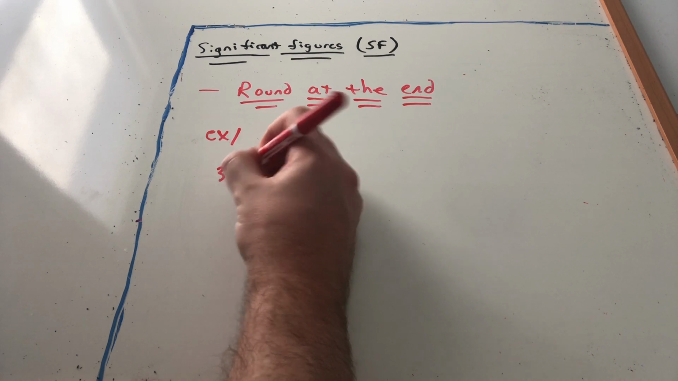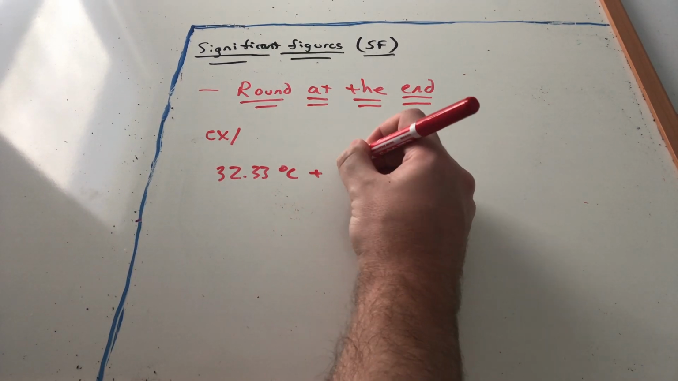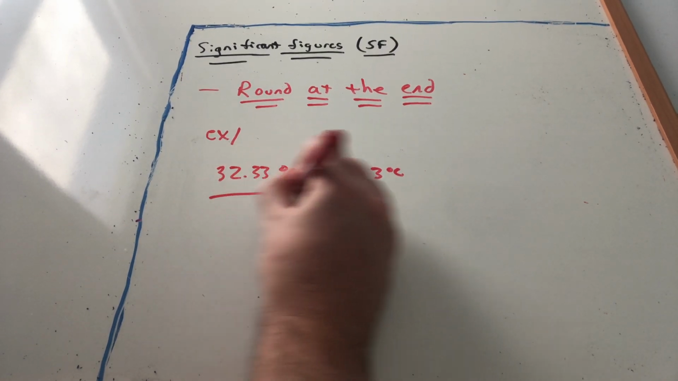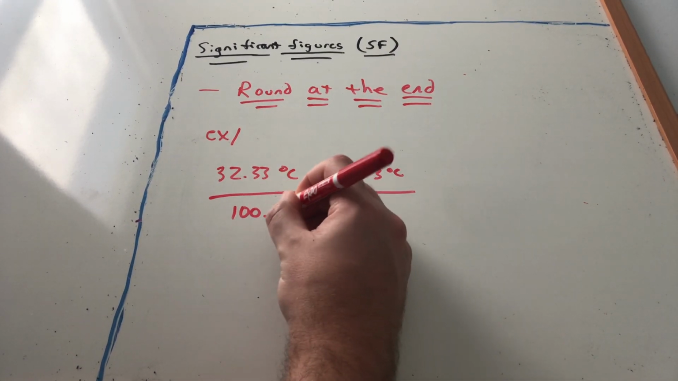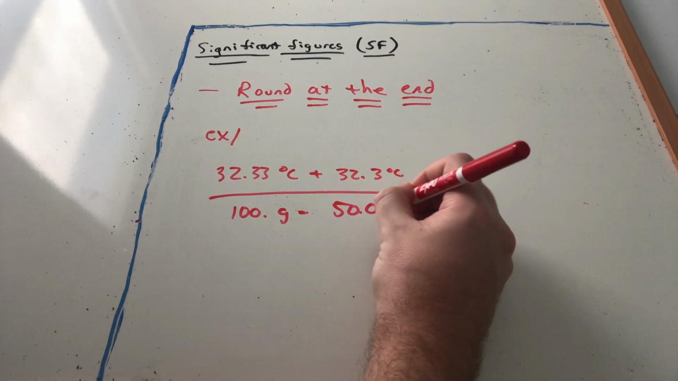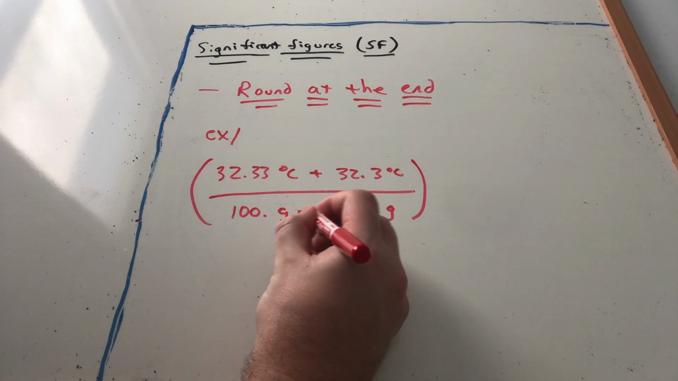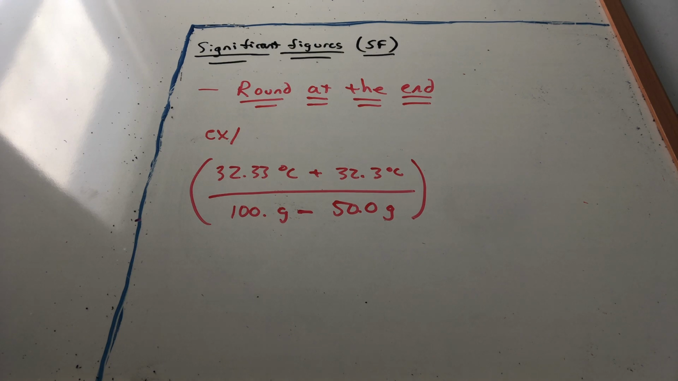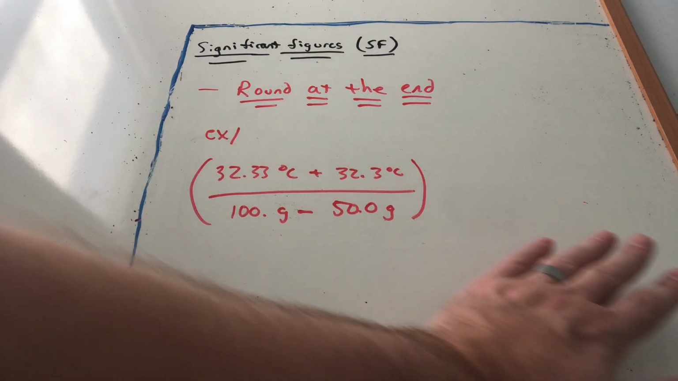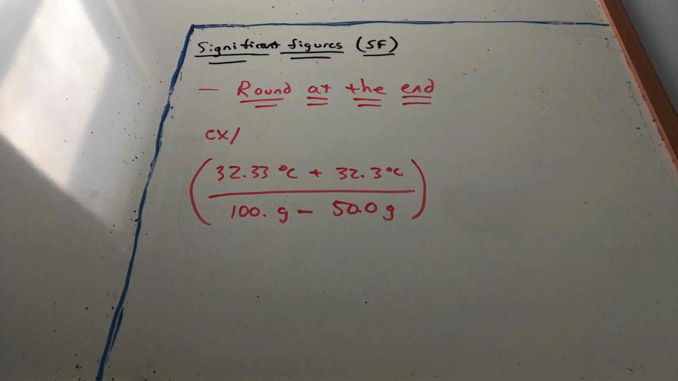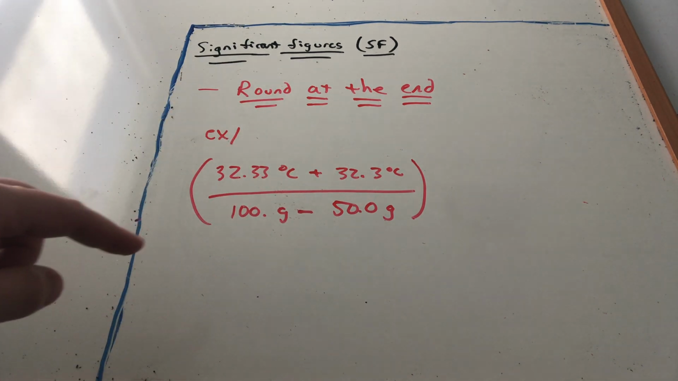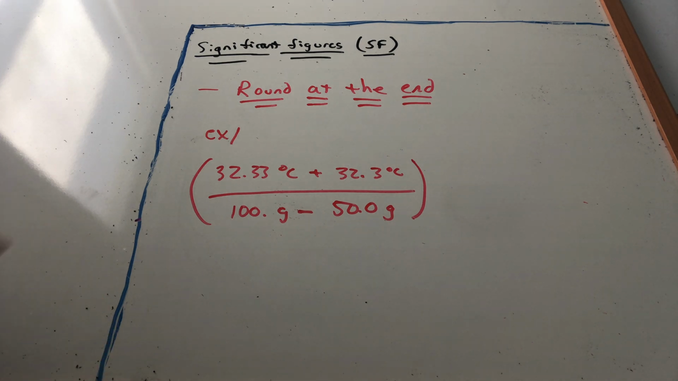So let's look at 32.33 degrees Celsius plus 32.3 degrees Celsius divided by 100 grams minus 50.0 grams. This is a multi-step calculation. One thing that students will try to do is look at this from the start and decide how many significant figures there are in the end. Do not do that. Our rule is we do every step one at a time. You check at the end of every step. You keep all digits until the very, very end. You only round at the end.